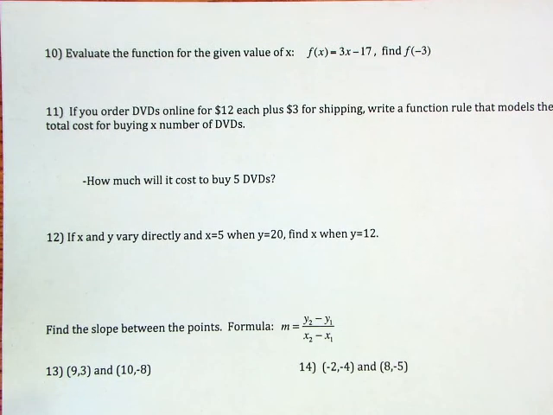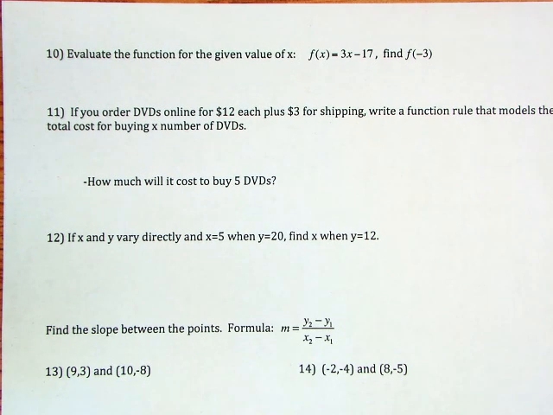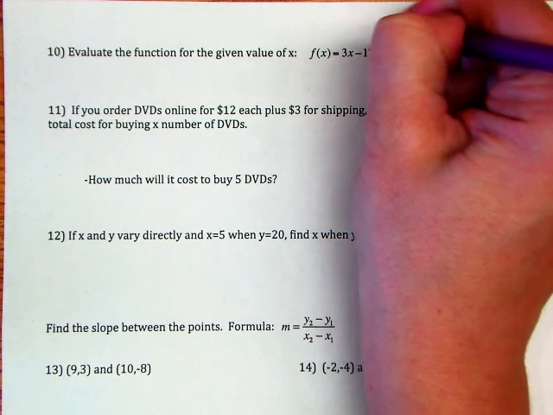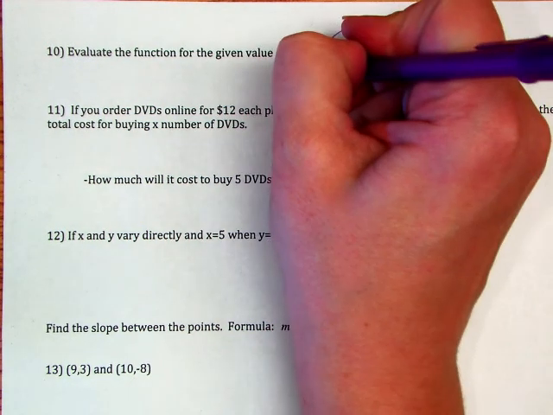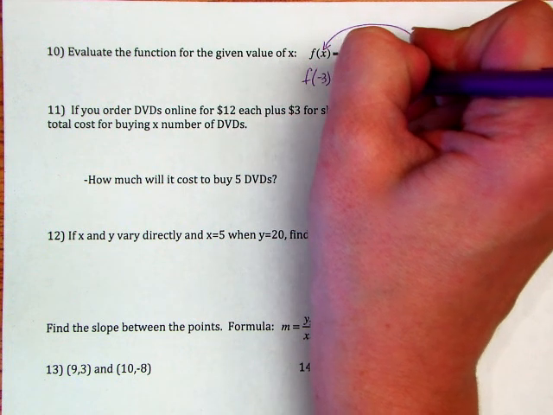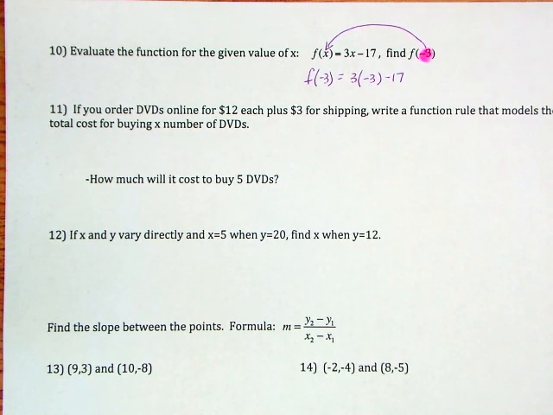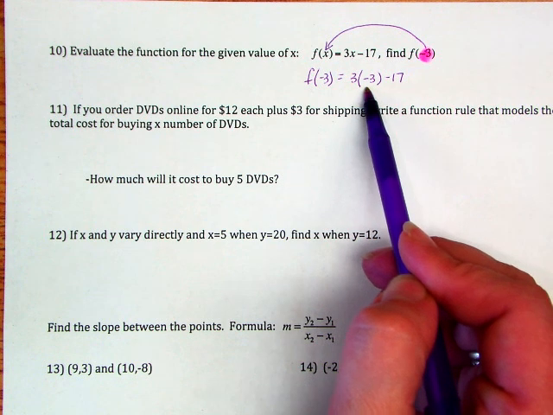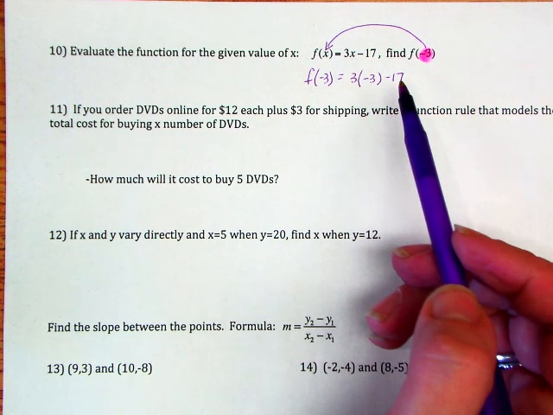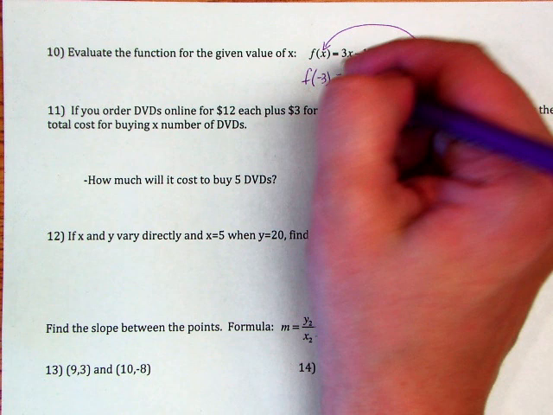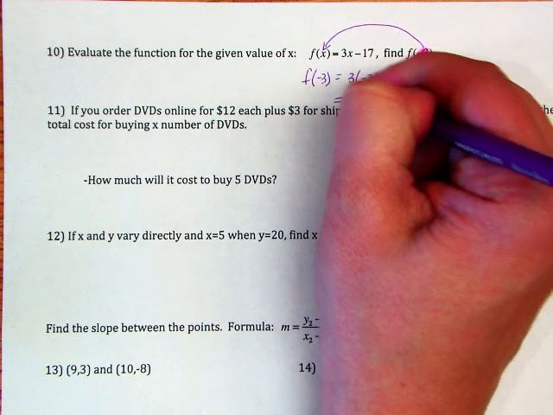On the next page, evaluate the function given the value of x. This is what's going in for x. So f of -3 is equal to 3 times -3 minus 17. Notice how when I took the x out, I replaced it with parentheses. I'm going to put this in the calculator exactly as you see it. When I do that, I'm going to get out -26.